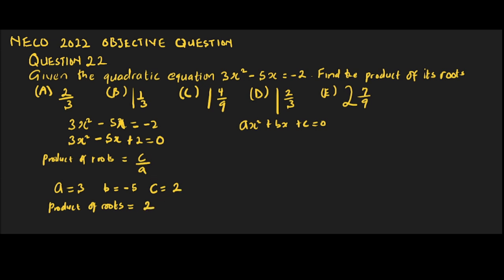Our c here is 2 and our a here is 3. So the product of the roots is 2 over 3. The correct option here is option A.